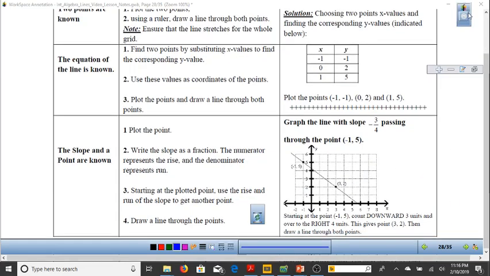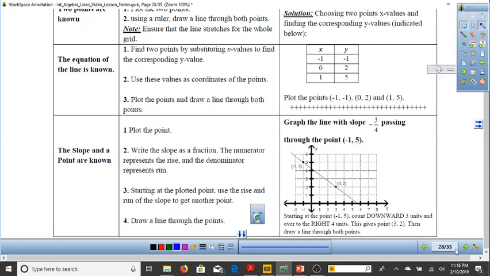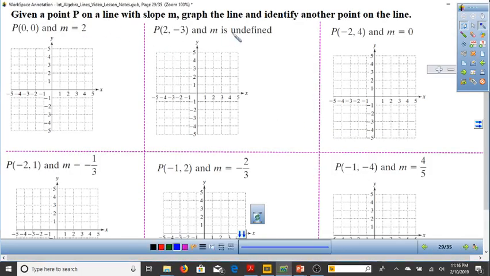So let us take a quick look at a few examples here. Graph these lines and then identify two other points. First point is 0, 0. That's the y-intercept. That's the origin. The slope is m equal to 2, which means it's 2 over 1, which means I go up 2 units and to the right 1 unit. Here's 1 point.